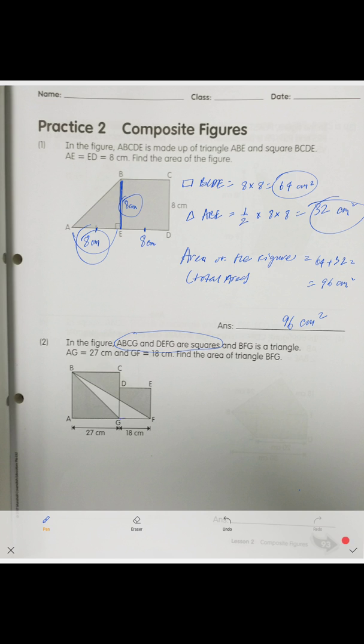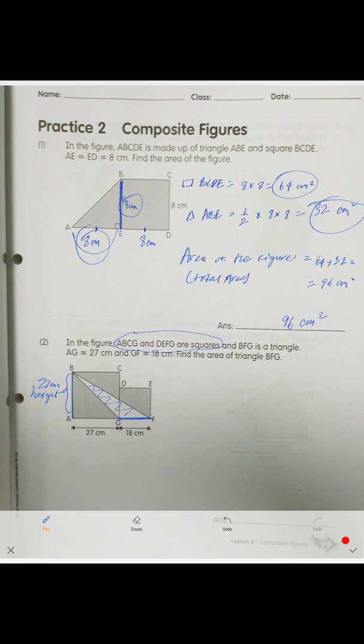So we know the base of it. The base is 18, and in order to find the area of the triangle, we need the height. So we extrapolate right here, and we can see that this is the height. It's the side of the big square. Now they tell you that the square is 27, so it means the height is 27 too. So that's it.